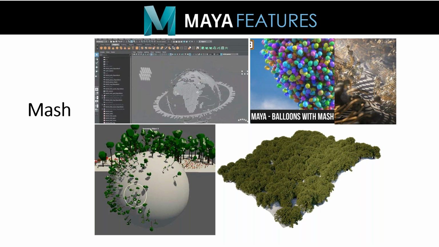You don't have to go and sit and plant individual trees on the terrain. All you need to do is, using the brush strokes of Mash, just paint and you have created a fantastic looking foliage. It's as easy as that.